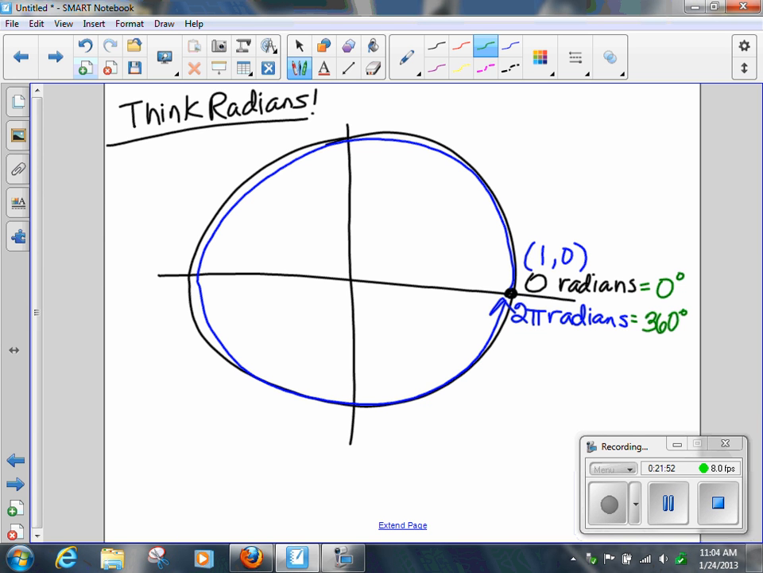So if one complete revolution is 2 pi radians, then what if I only went halfway? What is it? Pi radians. Do we really write out 1x? No. We're not going to write 1 pi, we're going to write pi radians. And just for kicks, pi radians is equal to how many degrees? 180 degrees. Do you see how this is all connected?